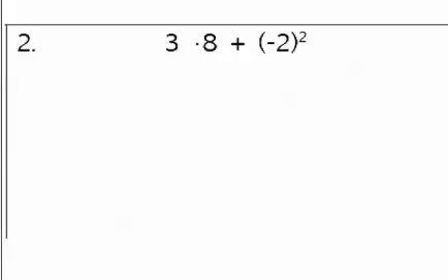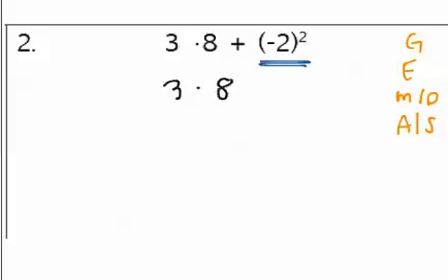Alright, next we have 3 times 8 plus a negative 2 in parentheses squared. So we'll start out trying to figure out what we need to do first. I see some exponents, so let's simplify that part first. I write everything else down. 3 times 8 plus, well, remember when we have exponents with parentheses, we need to think that we are making a carbon copy of that number inside the parentheses. So that's saying negative 2 times negative 2, which is a positive 4.